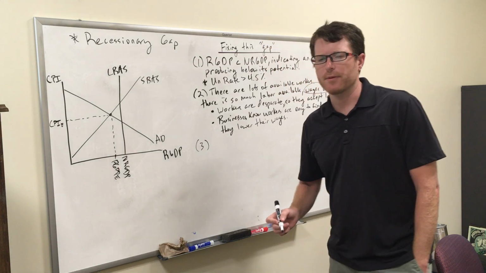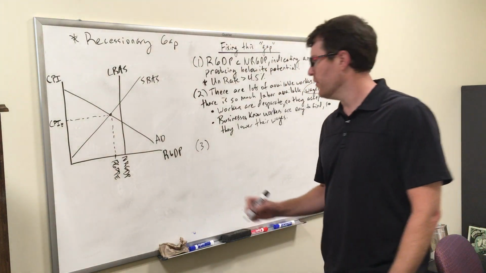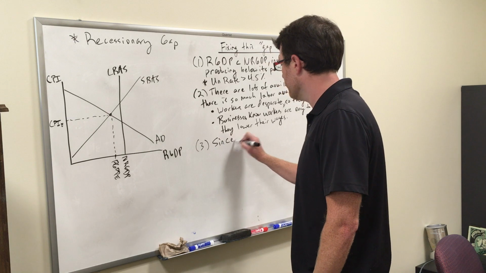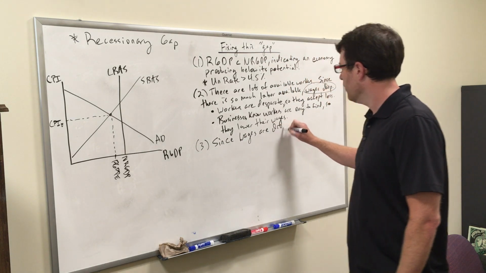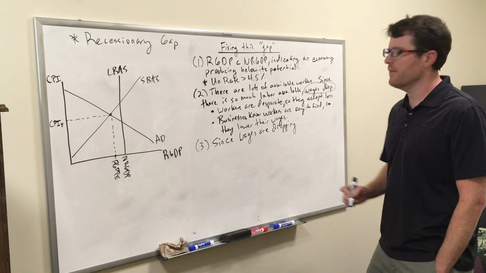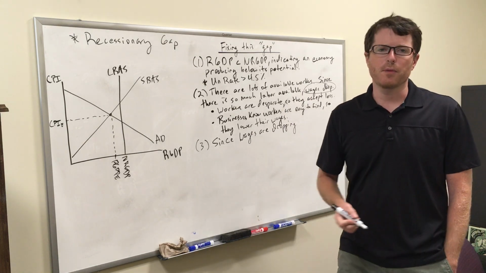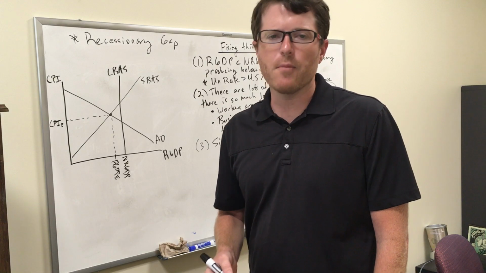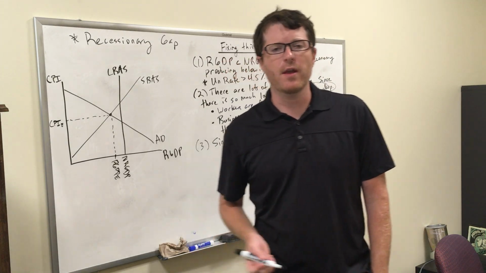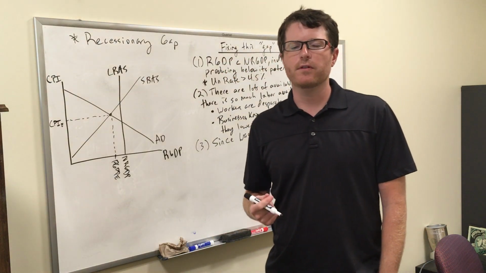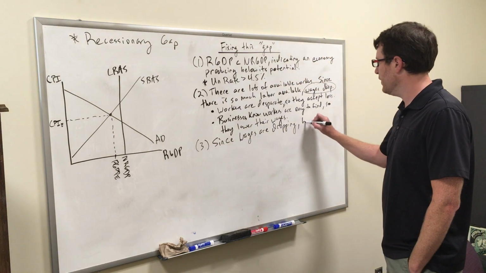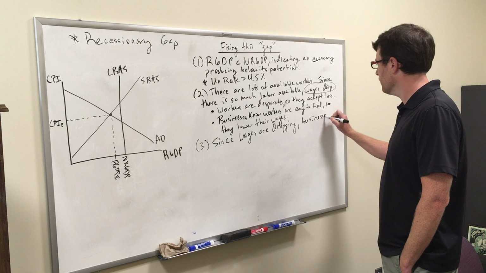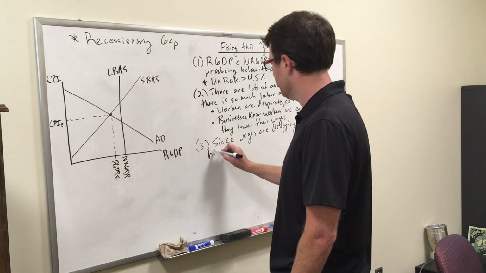So let's think about what happens. After wages drop, as they're dropping, what does that incentivize? What do you do when something becomes cheaper? You buy more of it. And businesses are the same way. When wages go down, businesses now are willing to hire more workers. So since wages are dropping, businesses hire more workers.